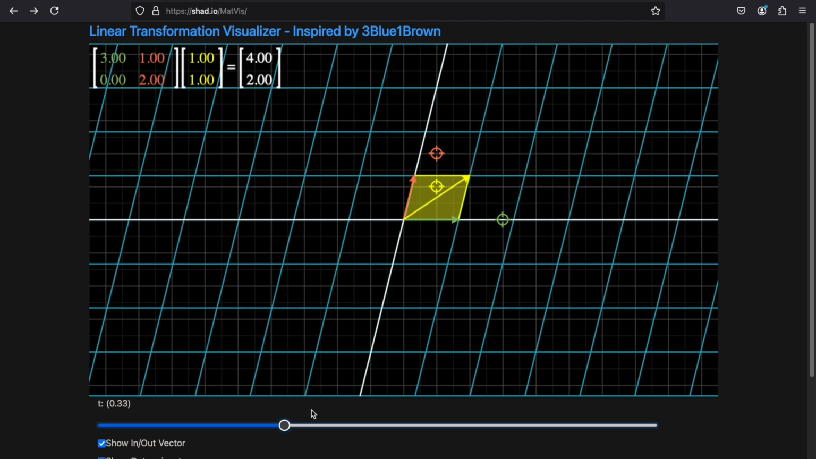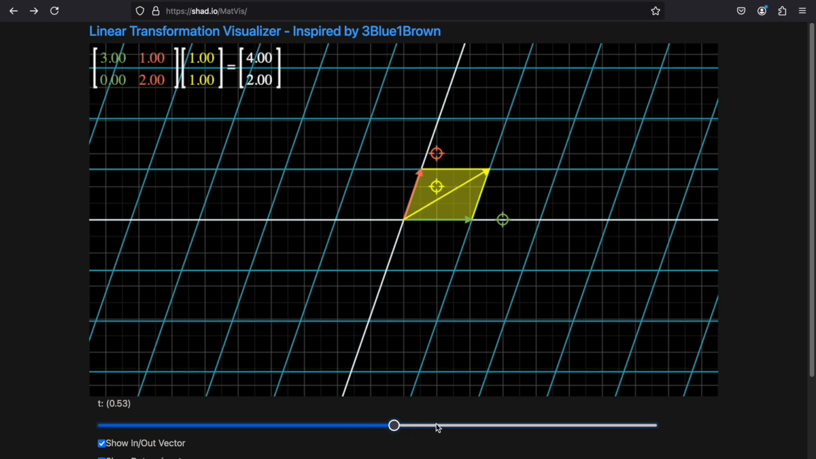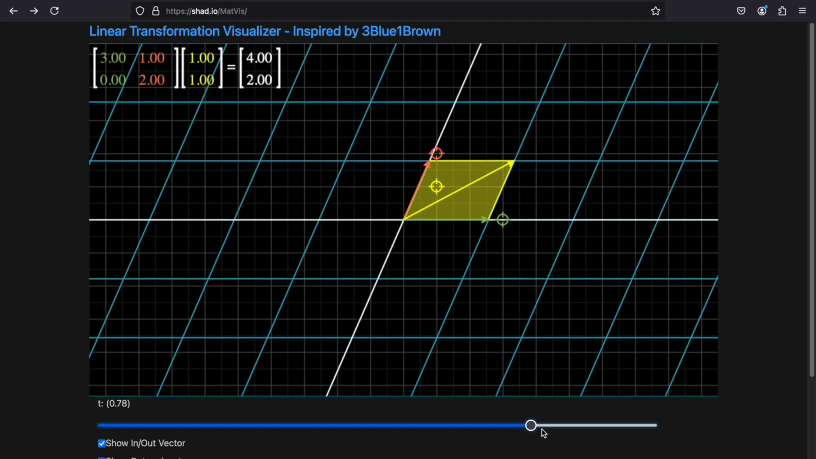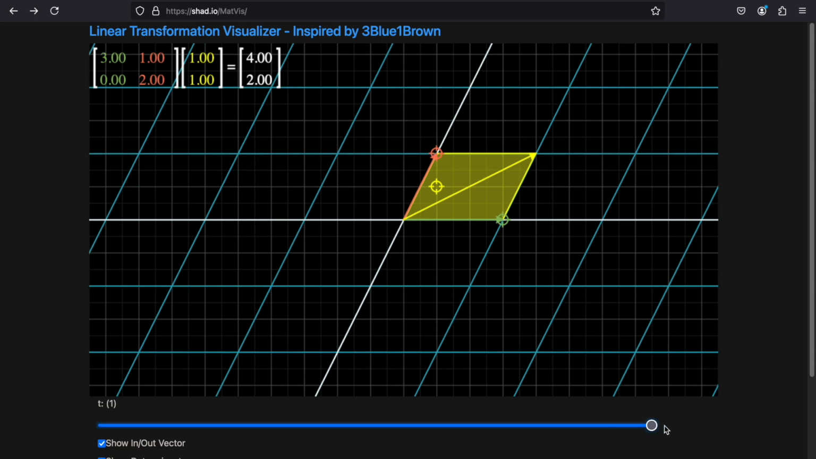Slowly, you see the green arrow, the i hat and j hat, will land at these locations, because this is what this matrix is doing. This matrix is moving i hat to the (3, 0) location and j hat to the (1, 2) location. As I move the slider, i hat and j hat will land at those positions, and we will see that the original vector (1, 1) will also land at its destination, which is (4, 2). See how this vector space is getting changed. Slowly, if I keep on moving, eventually it completes. Now finally, I have completed the slider.